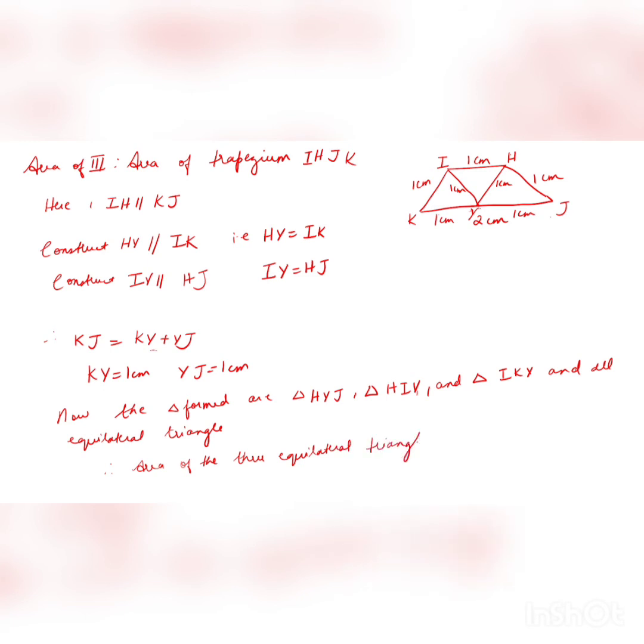Now what is the area of an equilateral triangle? It is root 3 by 4 a square. What is a square in the case of this? A square means side square. But we're talking about the area of 3 equilateral triangles, so we can write this as 3. Clear? So we'll be getting this as 3 into root 3 by 4 into 1 centimeter square. 1 centimeter, the whole thing square. So I'll be getting this as 3 root 3 by 4 centimeter square. Clear up to this much?